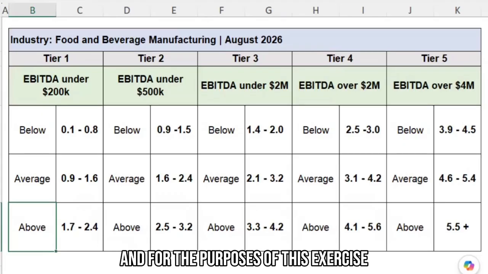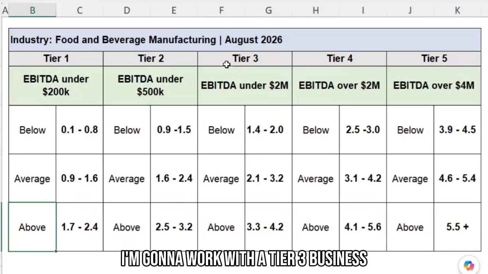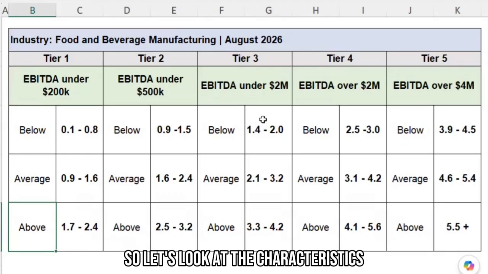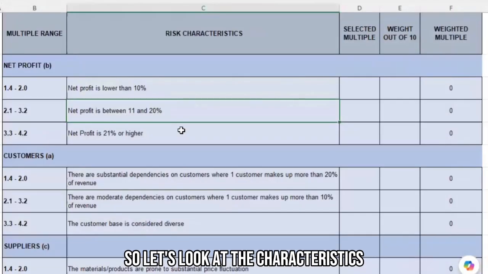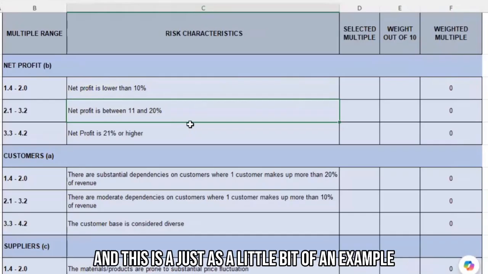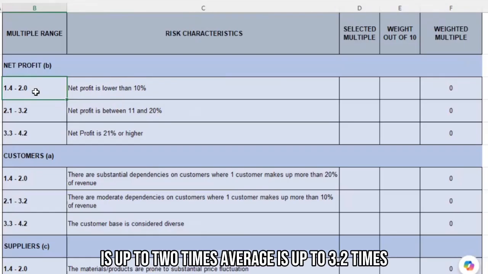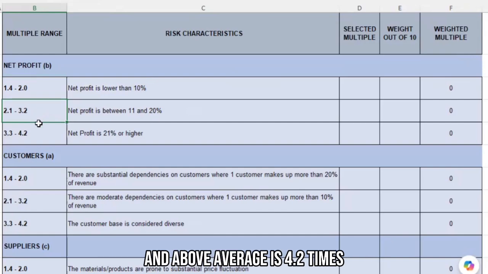For the purposes of this exercise, I'm going to work with a tier 3 business, which most of our clients fall within. They have profit between 500,000 and 2 million. So let's look at the characteristics, just as a little bit of an example. You can see here that the below average score is up to 2 times. Average is up to 3.2 times, and above average is 4.2 times.